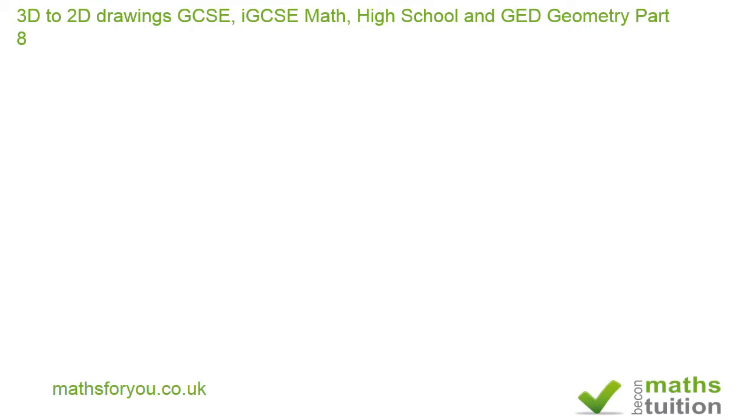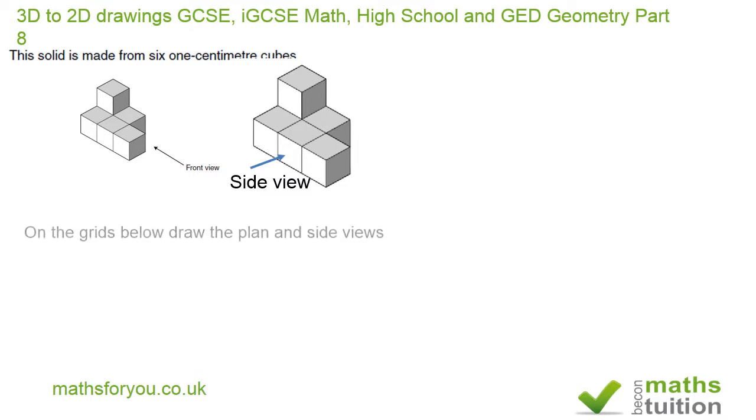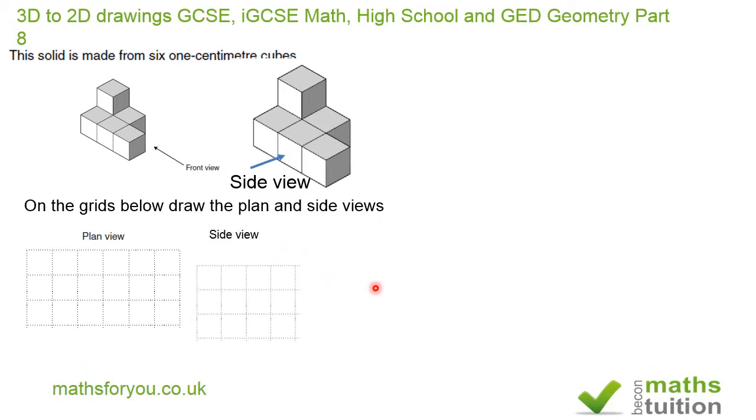The question says this solid is made from six 1 centimeter cubes, and it says on the grids below, draw the plan and side views, and the grids below are shown here. Okay, so we're going to draw the plan first, and for plan, we're looking at it from the top.